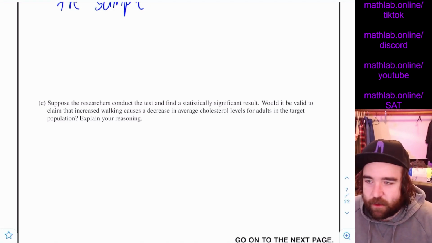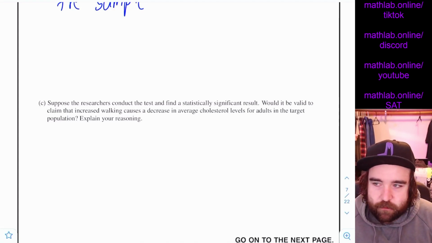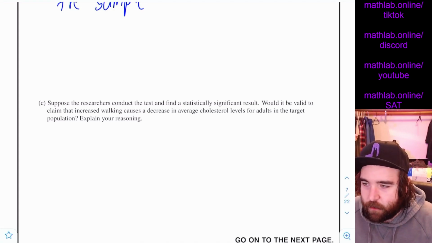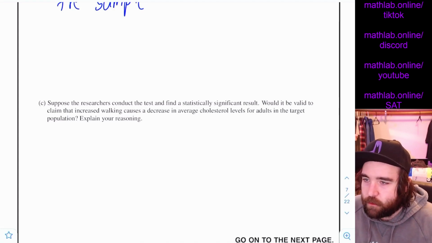Well, it's just not that it causes it, right? Well, they were randomly assigned. Would it be valid to claim that increased walking causes a decrease? I mean, I feel like the answer is no. Increased walking causes a decrease in average cholesterol level.